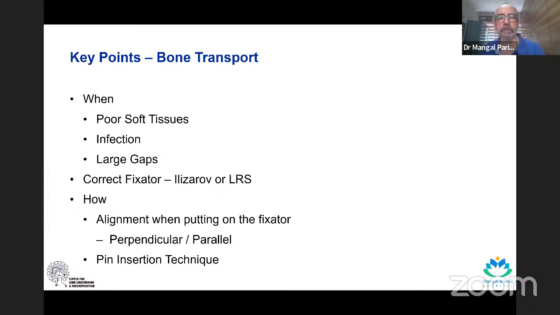So in conclusion, bone transport is useful when there are poor soft tissues, so it tends to be more in the lower limb, at least in the tibia, because there tend to be more soft tissue issues with the tibia. Whenever you have infection, and especially the first few times when you're doing infected non-unions, if you're not sure of your technique, then the fixator becomes a sort of benefit.